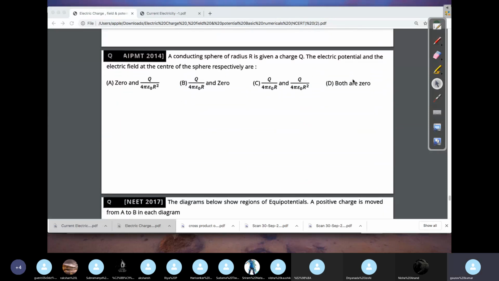Again, a very, very simple question. Tell me, within no time you should give the answer for this question. Fast, hurry up with everything. We just studied it. What has to be done in this, yaar? You have to give the answer, give it quickly.